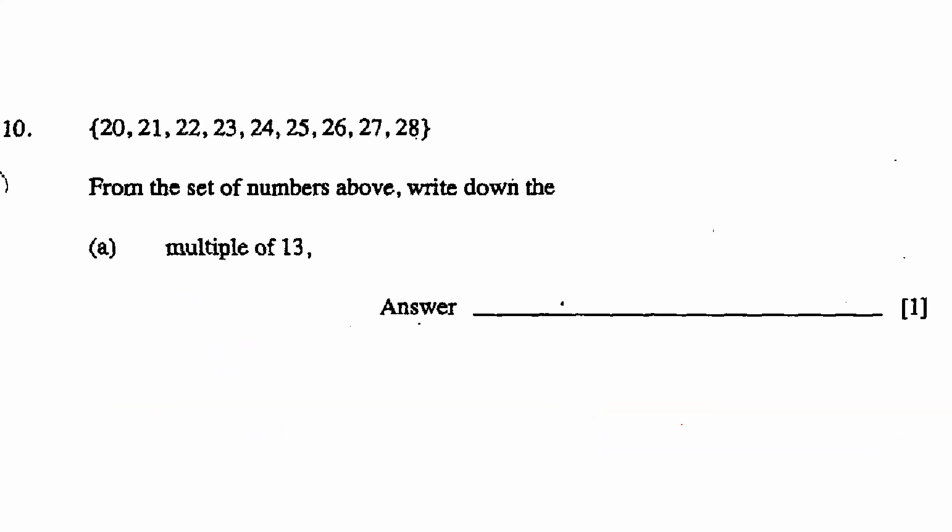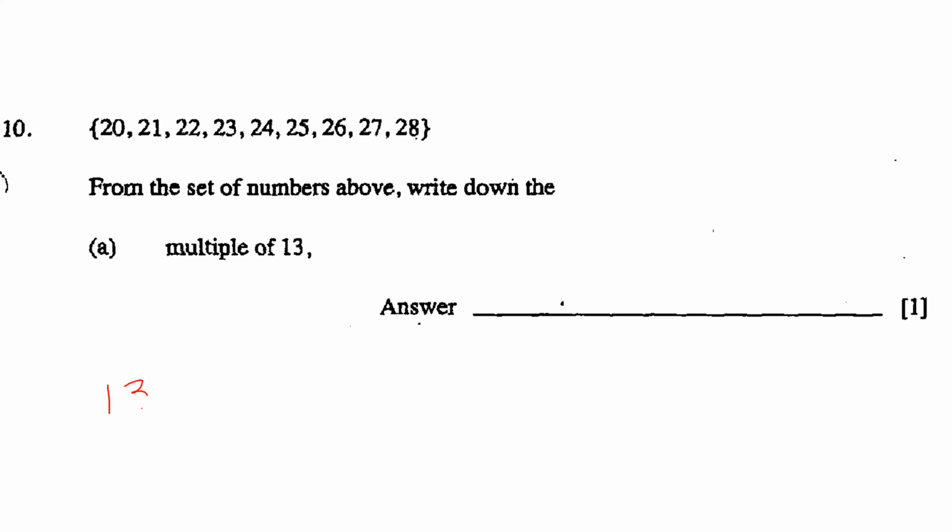Here we have a list of numbers. Inside our set, we have 20, 21, 22, 23, 24, 25, 26, 27, 28. All right, so we have whole numbers starting from 20 and ending at 28. And it says, from the set of numbers above, write down a multiple of 13. And so we know that basically we have to look at the multiplication tables of 13.